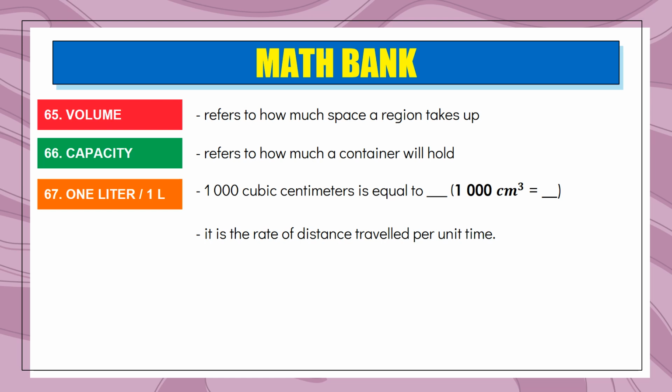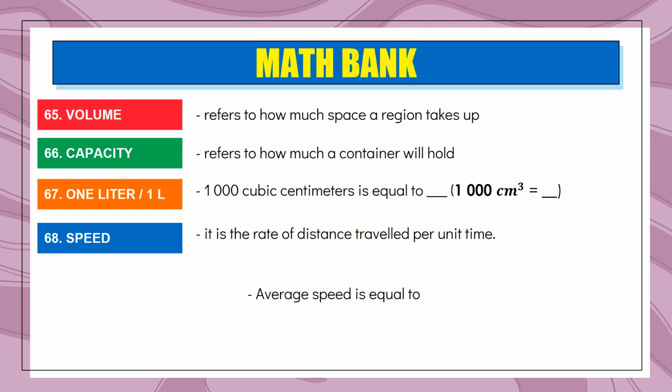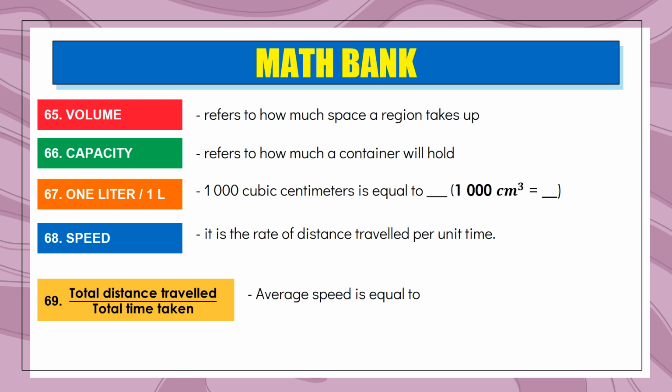1 liter. Now for the 68th concept, it is the rate of distance traveled per unit time. Another derived quantity. Yes, this is speed, of course. Next, lastly, give the formula in getting the average speed. Average speed is equal to blank. Good job. This is total distance traveled over total time taken. You need this formula for you to survive. No, for you to survive, for you to get the average speed of an object.